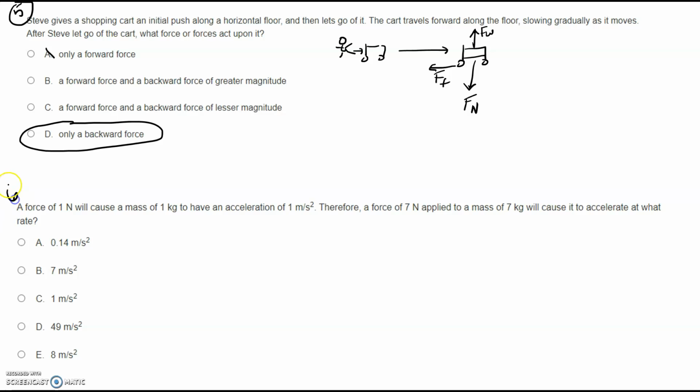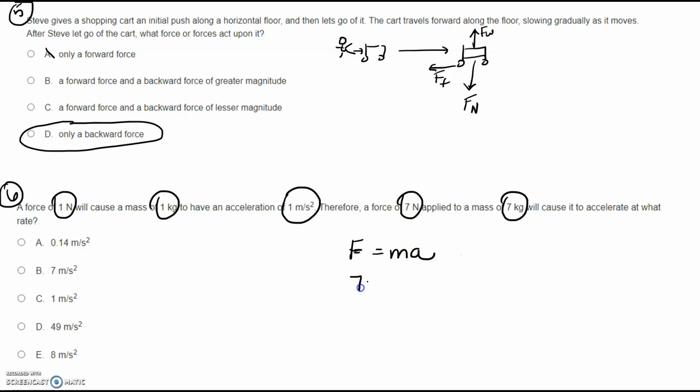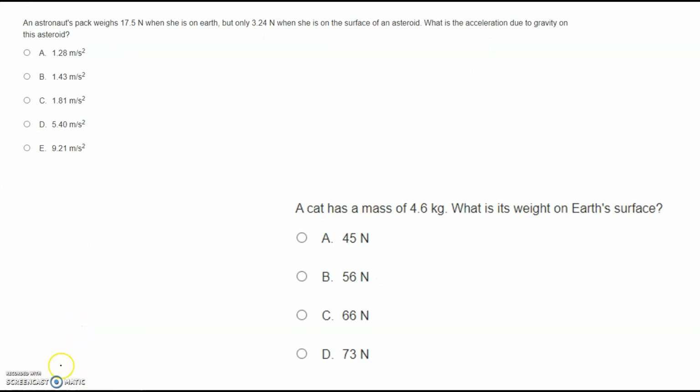Okay, number 6. A force of 1 Newton will cause a mass of 1 kilogram to have an acceleration of 1 meter per second squared. Therefore, a force of 7 newtons applied to a mass of 7 kilograms will accelerate at what rate? So what I did was I just plugged this into our Newton's second law formula. Force is 7, mass is 7, acceleration. If I solve for acceleration, I get 1. Okay, so this is 7.